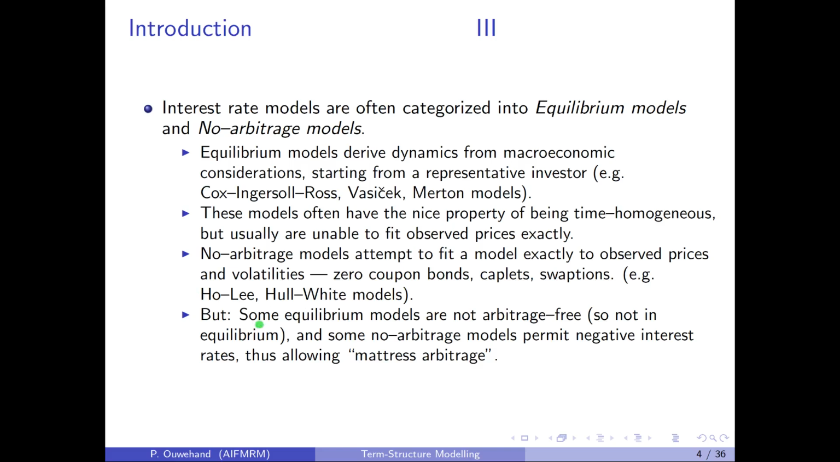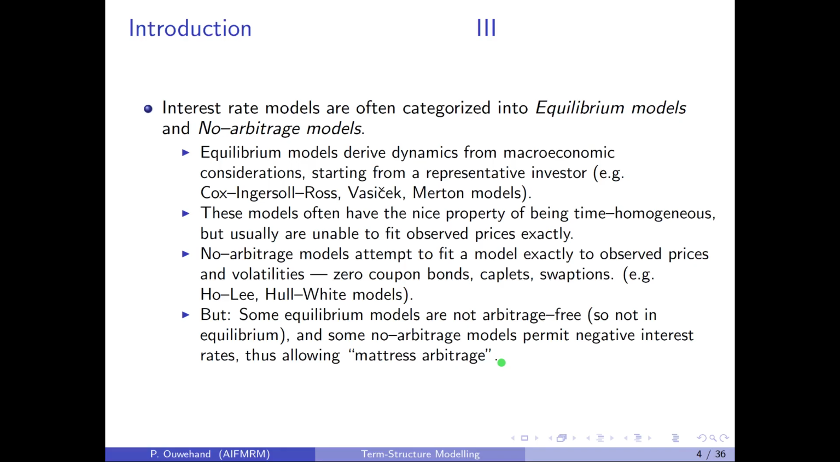However, some equilibrium models are not arbitrage-free and therefore cannot be in equilibrium, and some no arbitrage models permit negative interest rates and thus allow mattress arbitrage. The idea here is that if interest rates are negative, then you can borrow money from the bank, put it under your mattress, and then, at a later date, return less money than what you borrowed, thereby creating a riskless profit.